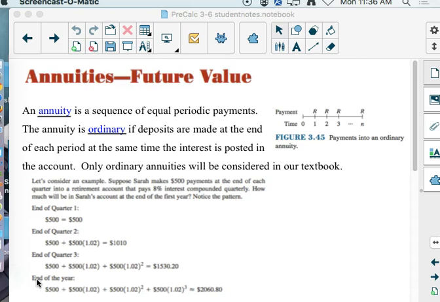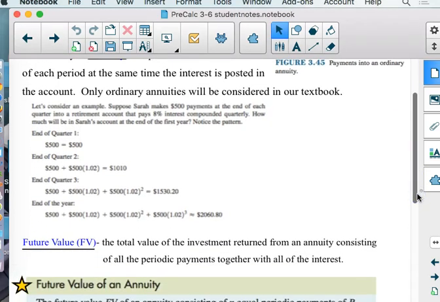So let's consider an example. Suppose Sarah makes $500 payments at the end of each quarter into a retirement account that pays 8% interest compounded quarterly. Now, some people do this, but most normal people have 401ks, or if you work for a public institution like schools or universities, you get what's called a 403b. It works kind of the same way. But some people are on their own, and they have to figure out how they're going to save for retirement, so you can certainly do that with an annuity. They found a retirement account that pays 8% interest compounded quarterly. How much will be in Sarah's account at the end of the first year?